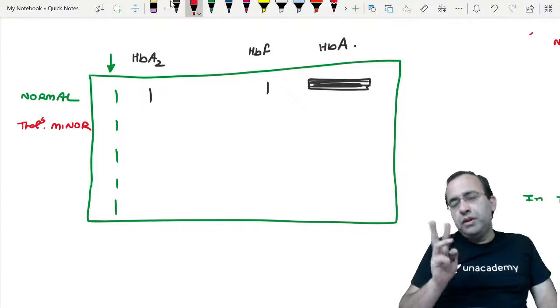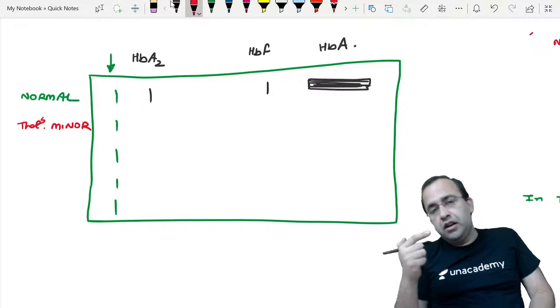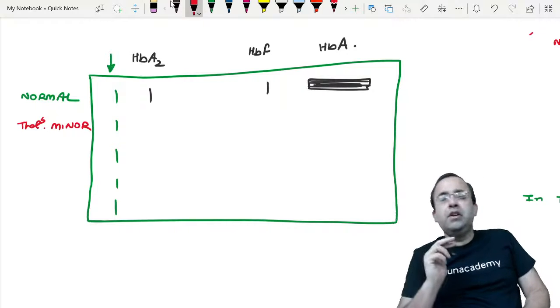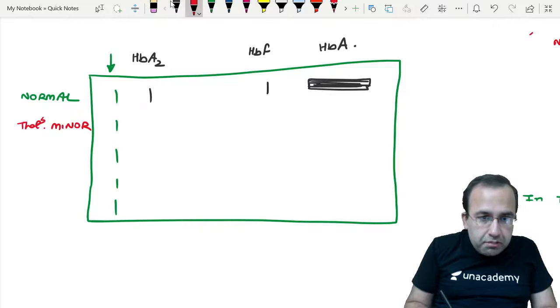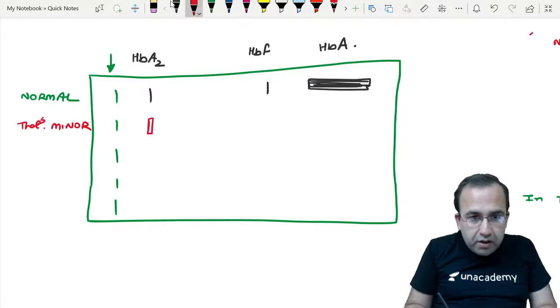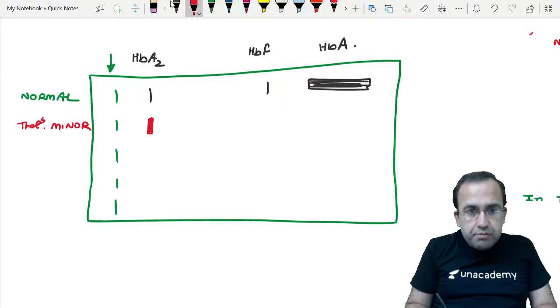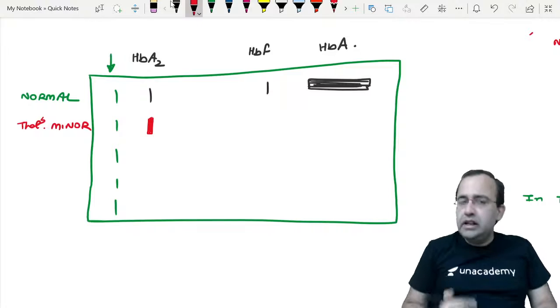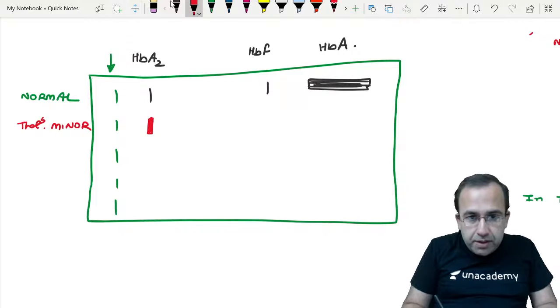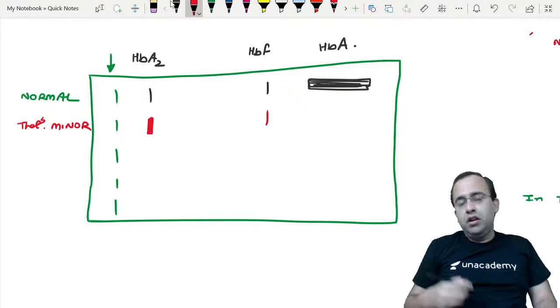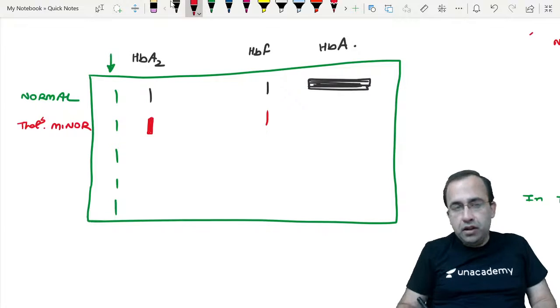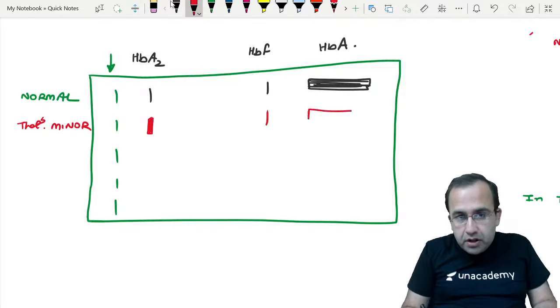HbA2: low, normal, high? It is high. Is it markedly elevated or slightly elevated? Slightly increased. Remember, it was more than 3.5 but less than 8%. So HbA2 is slightly increased. HbF, normal. HbA: low, normal, high? It is slightly reduced.